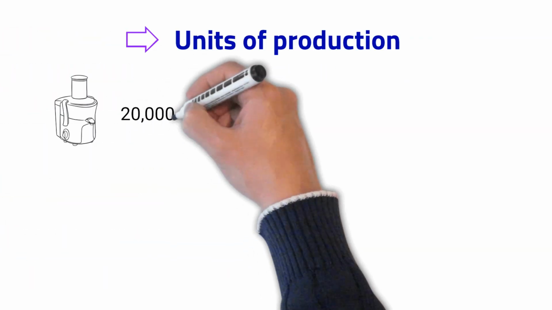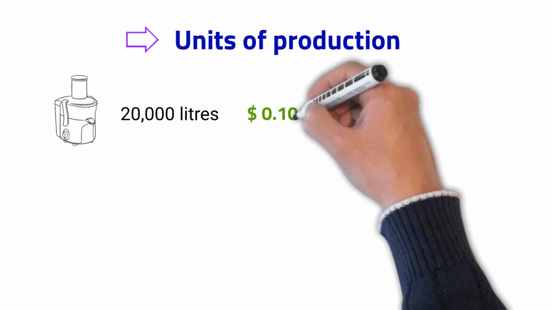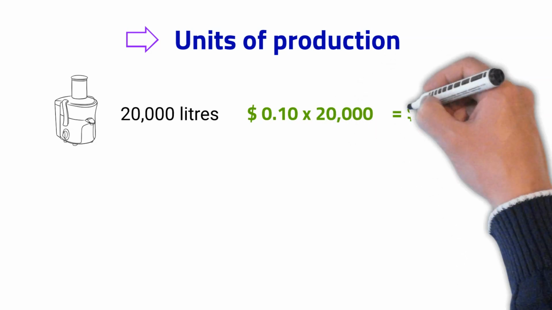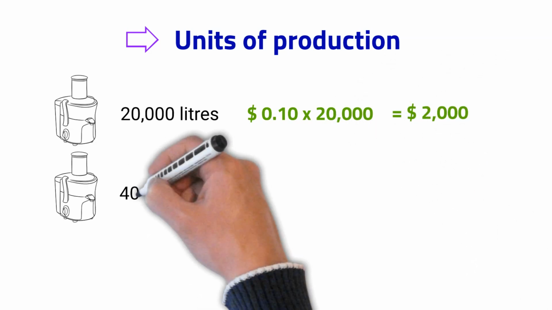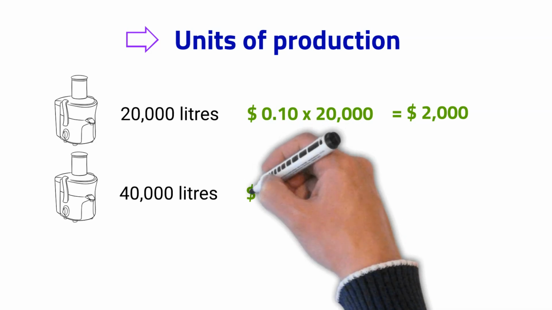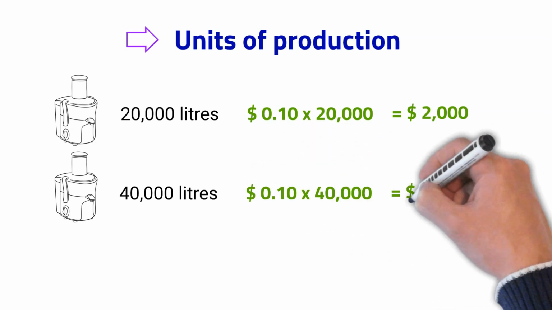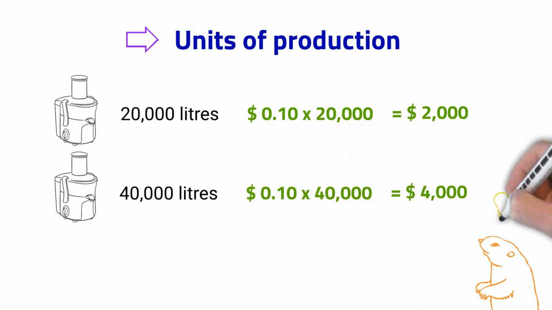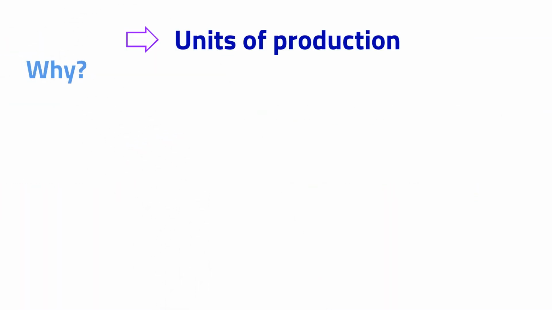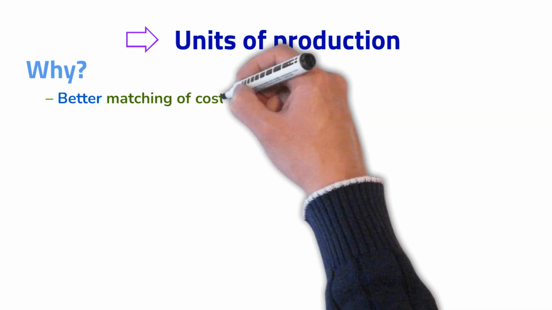If we press 20,000 liters this year, depreciation would be 20,000 multiplied by 10 cents equals $2,000. If next year is very busy and we press 40,000 liters, depreciation would be $4,000. Why would we choose this method? This method offers better matching of cost with revenue when usage fluctuates.